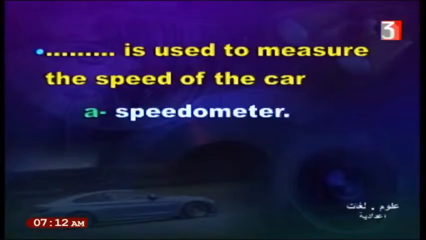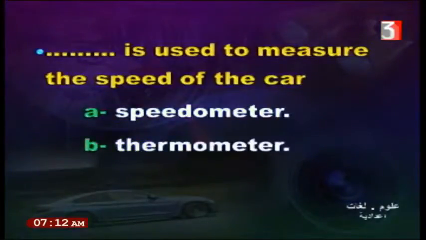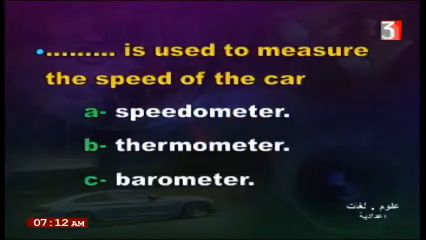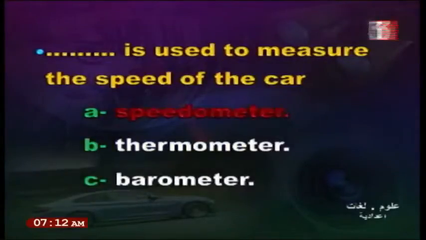The blank is used to measure the speed of the car. What is the device that is used to measure the speed of the car? Speedometer, thermometer, or barometer? Of course, the answer is speedometer. It is a device that is used to measure the speed of the car. Next one.